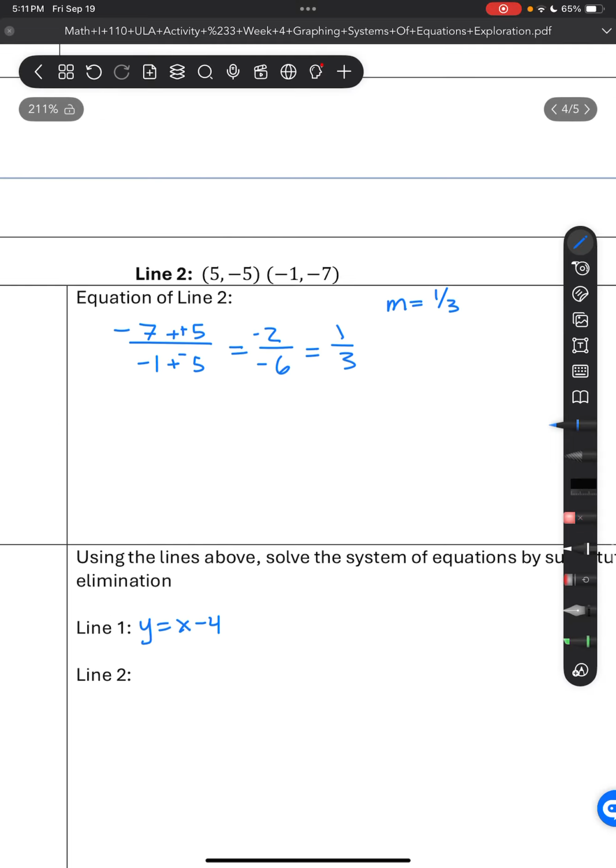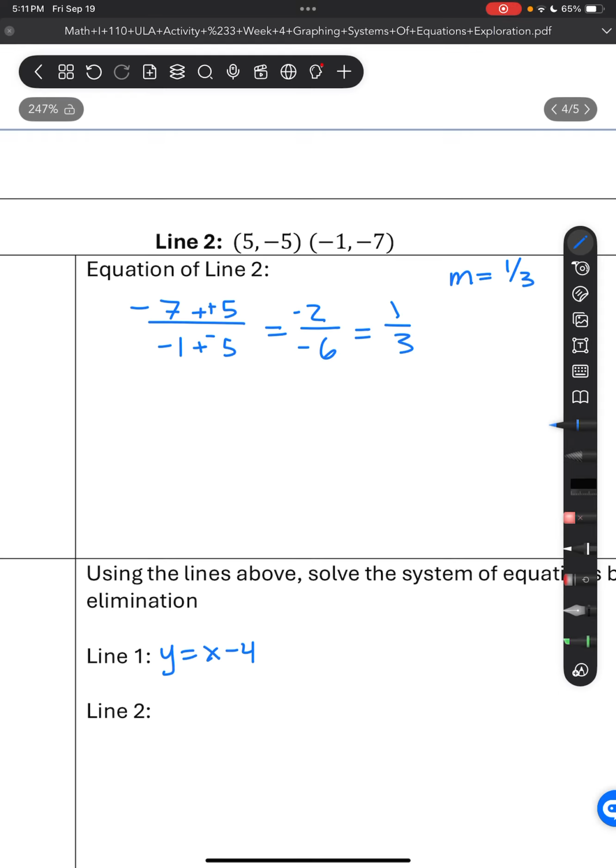Okay, so we have a slope equaling 1/3. We're going to plug this in. I'm just going to use the 5, negative 5. So we have negative 5 as our y. Our slope is 1/3. Our x value is 5 plus b. Okay, so it's giving us negative 5 equals 5/3 plus b.